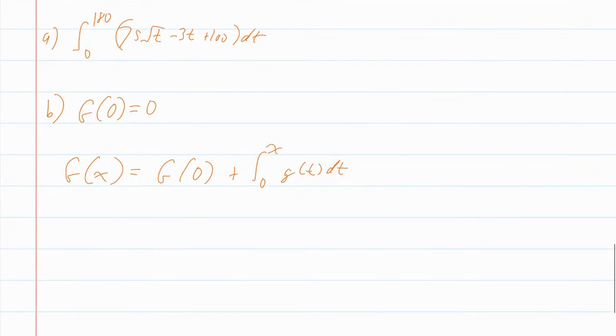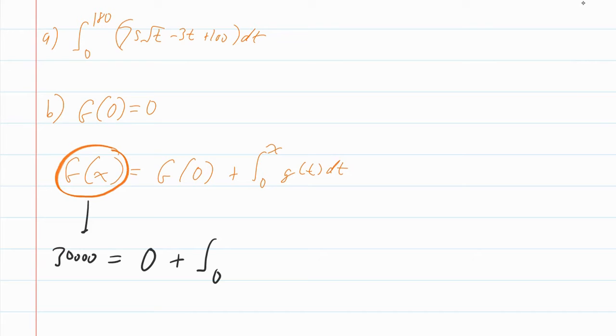This is that most important formula in all of calculus. And the question is actually saying that this right here is going to be equal to 30,000. I want to solve for what x makes that true. So I can say 30,000 is equal to g of 0, which is 0, plus the integral from 0 to x of g of t, which is that 75 root t minus 3t plus 100 dt.